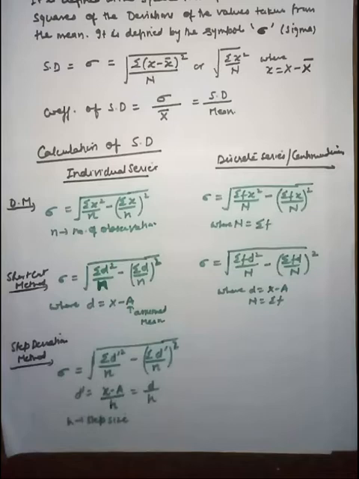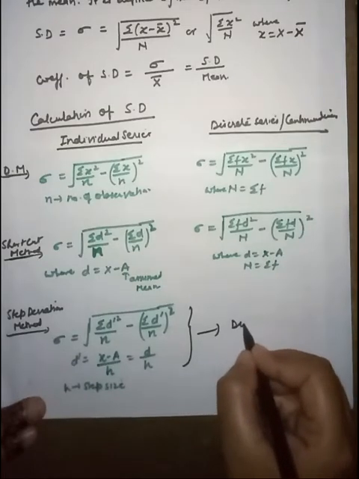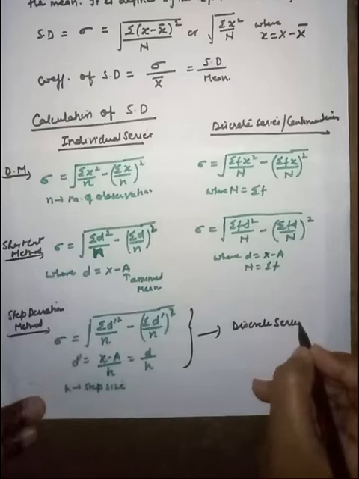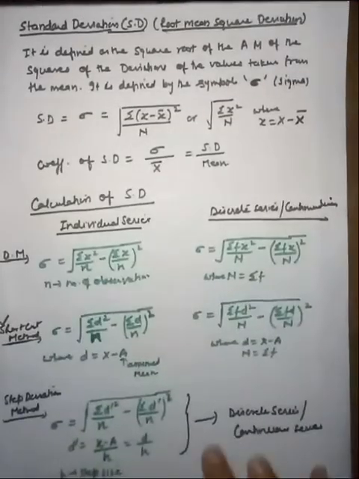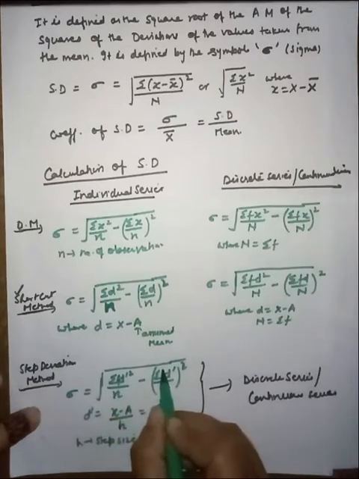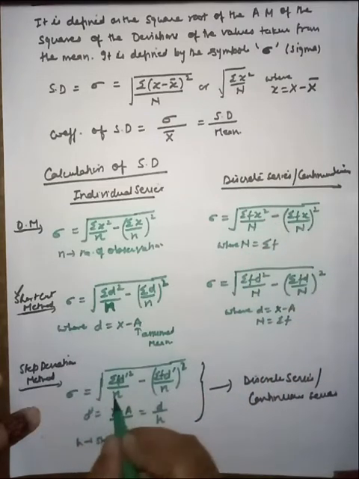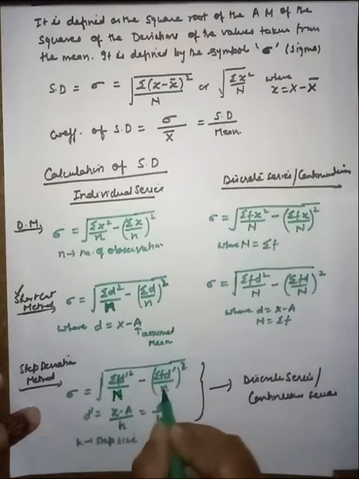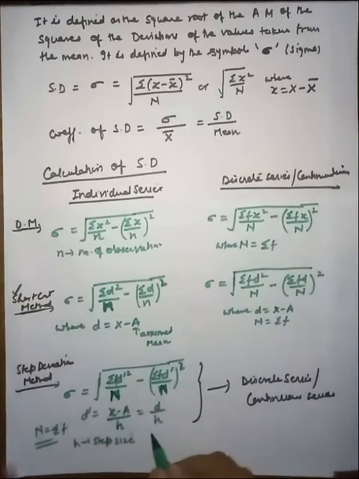Now the step deviation method, friends, is used for the discrete series and continuous series only. Here I am taking the f, and here also the f, because I am discussing the step deviation method for the discrete and continuous series, and here small n, this is the capital N, because capital N equals the summation of f, right friend?